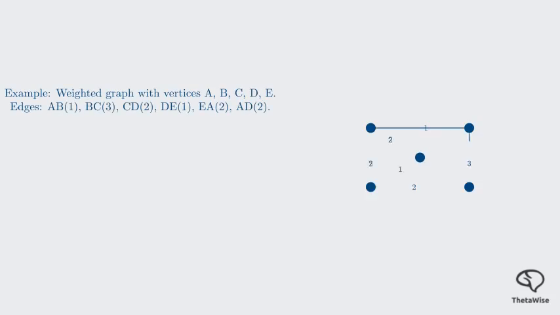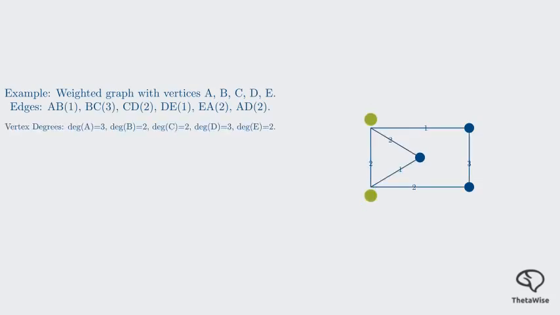Our objective is to find the minimum weight circuit for a postman. Here we have a graph representing a set of roads. First, we identify the degree of each vertex. A and D are odd vertices, and B, C, and E are even vertices. Since there are exactly 2 odd vertices, the graph is semi-Eulerian. To make the graph Eulerian, we need to make the degrees of A and D even. The most efficient way to do this is to add a path between them. In this simple case, the direct edge AD already exists with a weight of 2.